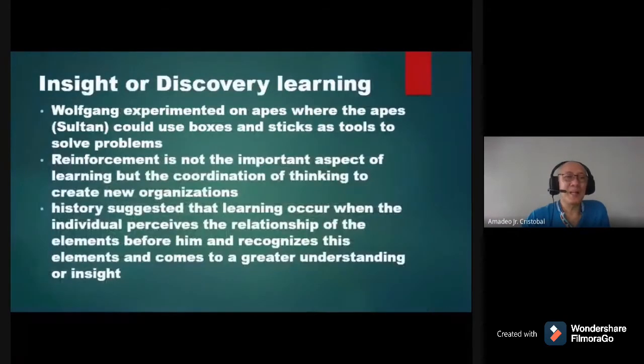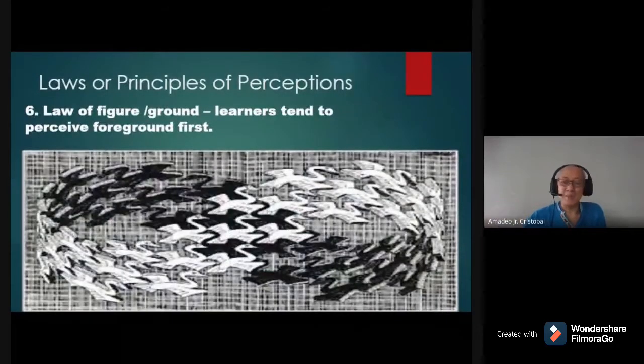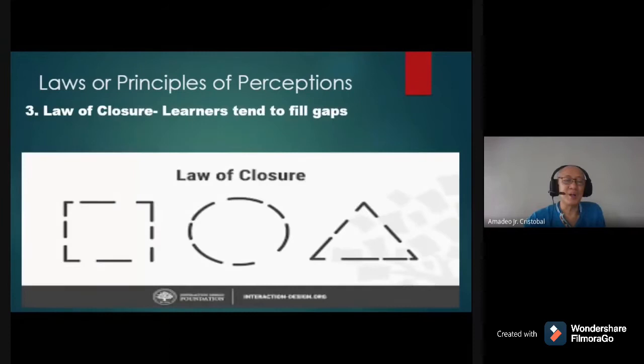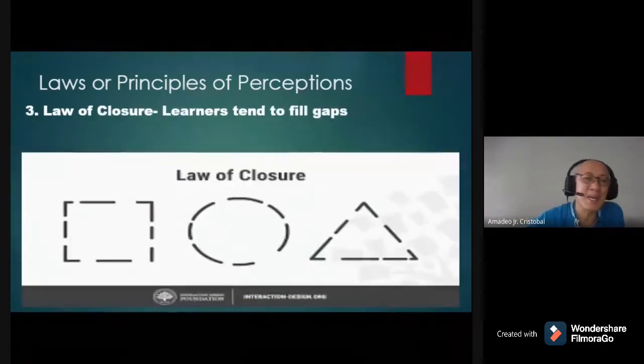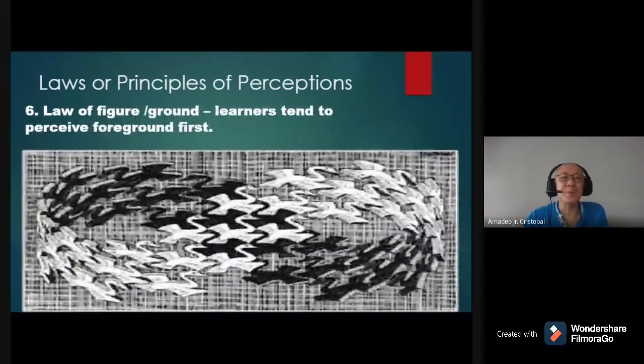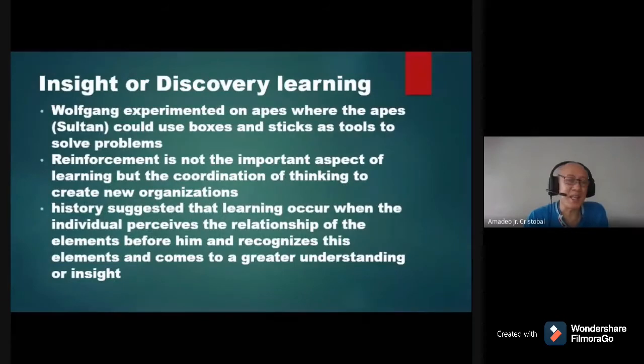Okay? Now let us see the insight or discovery learning. So you will see that based on this law, you will be discovering something from the different laws of perception by the Gestalt. You will be discovering something. And discovery learning was proposed by the Gestalt psychology.